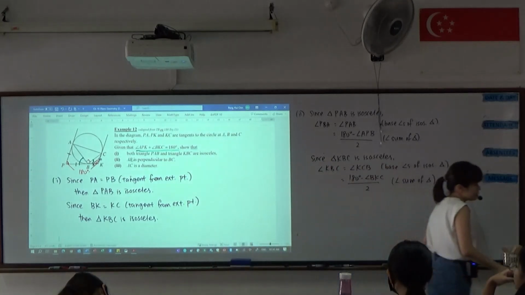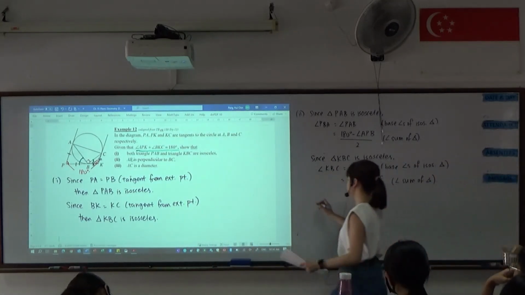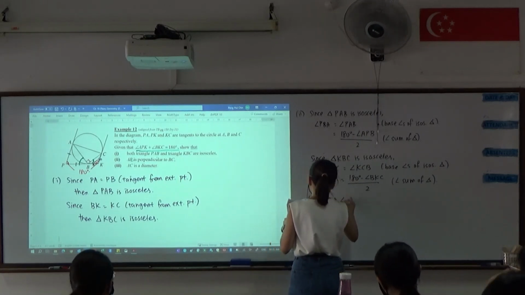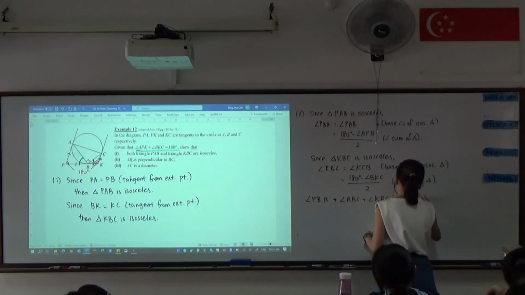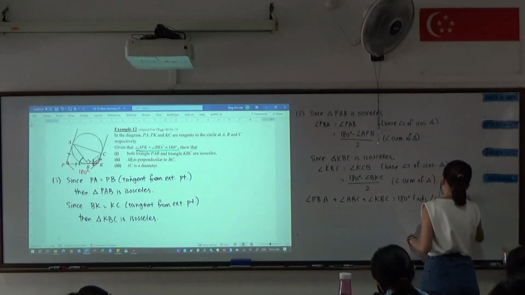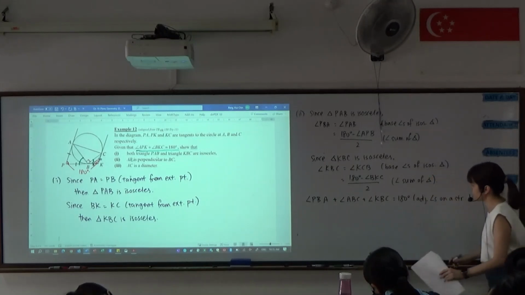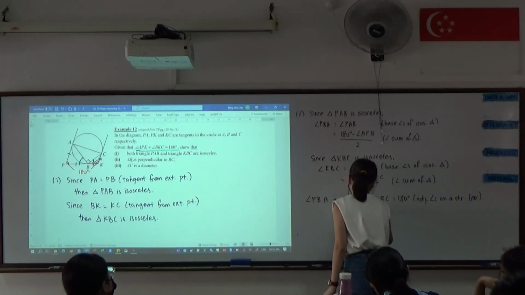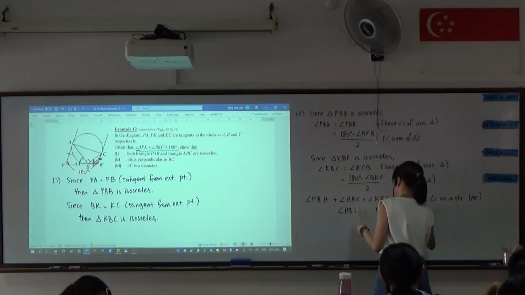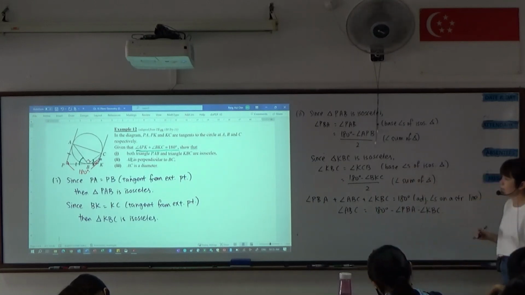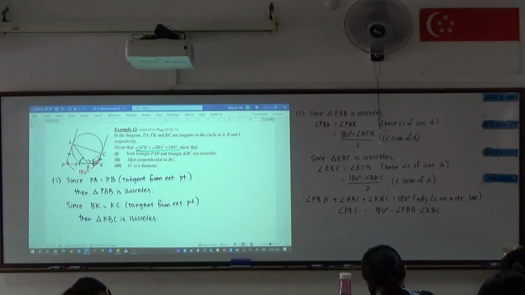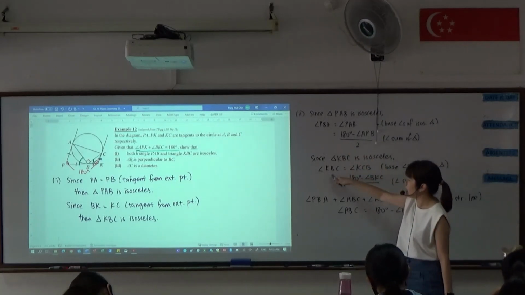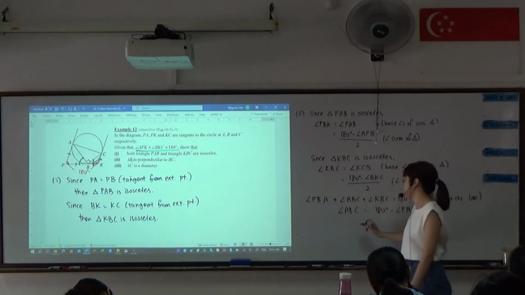So how will that look? First, write down the thing that we know, that they are on a straight line. And then we can make the subject of ABC, which is 180 minus angle PBA minus angle KBC. I already have an expression for PBA and I also have an expression for KBC, so I can write that in.